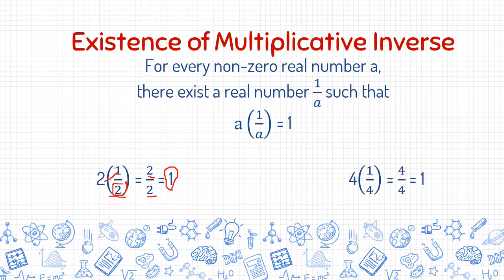Let's have another example, which is 4. Then the multiplicative inverse of 4 is 1/4. So 4 times 1, we have 4. Then copy the denominator. So we have 4 divided by 4, we have 1.